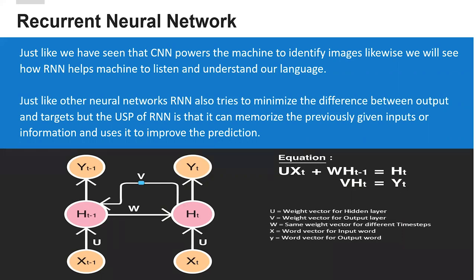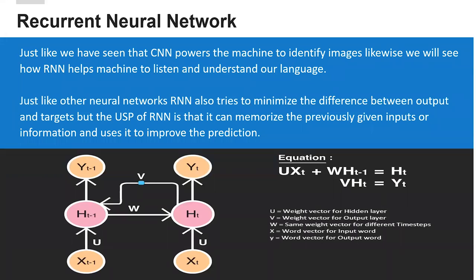Now, how does it help? It helps because the human brain actually works with a lot of memory power. So we say that this particular individual is very smart. We can say he has very good memory. He's a very good listener, right? Why so? Because we are able to process the information inside our brain for a longer duration of time. And likewise, a recurrent neural network can also memorize the previously given inputs or information, right?